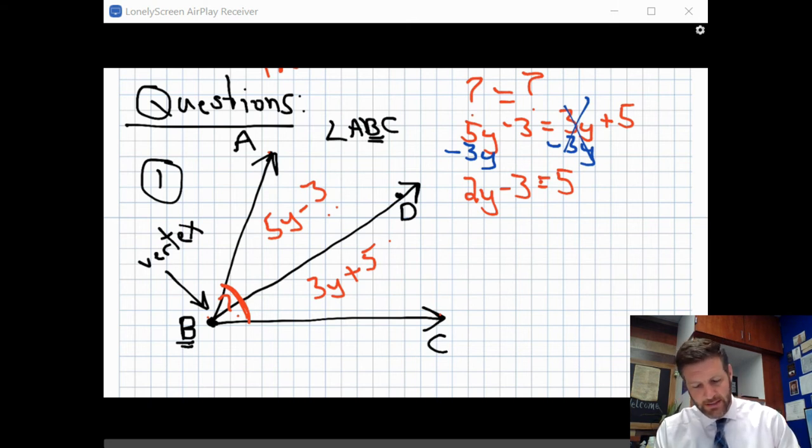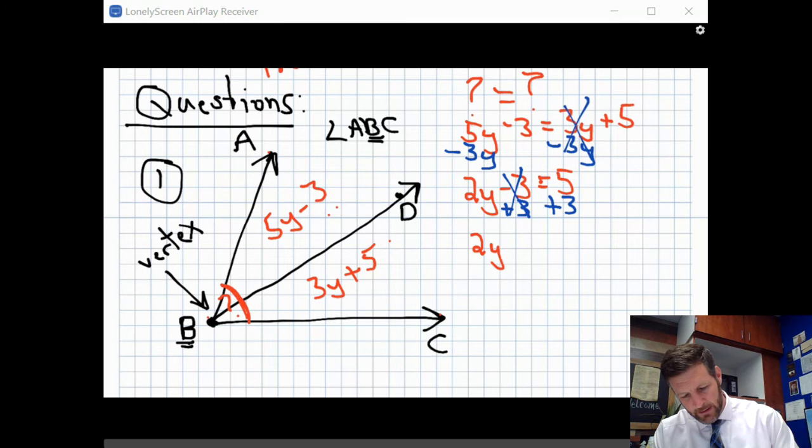Now I need to get the constants together. How do I move that? I have a negative 3 and a positive 5. I'm going to move this to the right. The opposite of subtracting 3 is adding 3, so I'm going to add 3 to both sides. That will appropriately cancel out. So now we've got 2y equals 8. What's the opposite of multiplying by 2? The opposite of multiplication is division. And again, if I did it right, the 2's divide into 1, so they're canceling out. And so now I have y is equal to 4.